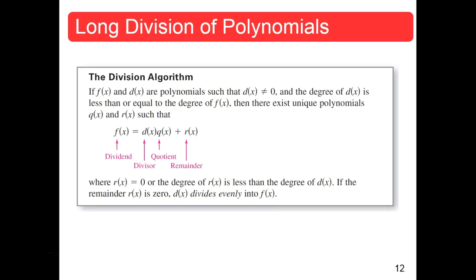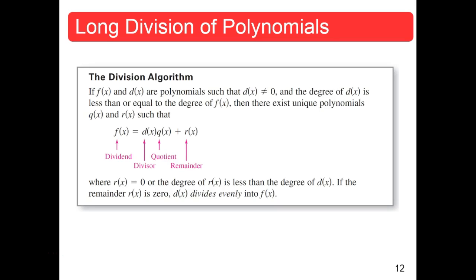If f of x, that's your dividend, the big polynomial, and d of x, that's your divisor, the little polynomial, are polynomials such that d of x is not equal to 0, because you can't divide by 0, and the degree of d of x has to be less than or equal to the degree of f of x. Could be equal, but d can't be a greater degree than f. The degree of f has to be greater than or equal to the degree of d. Okay? Then there exist unique polynomials, q of x, the quotient, and r of x.